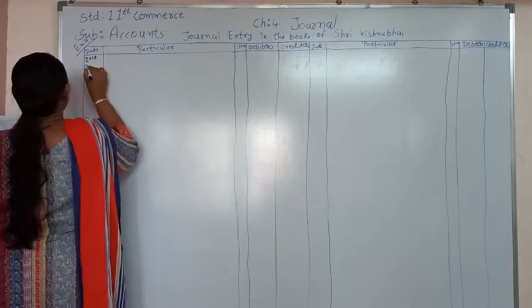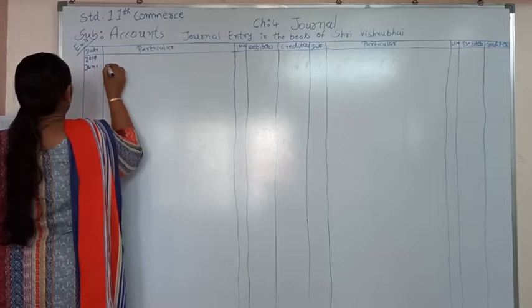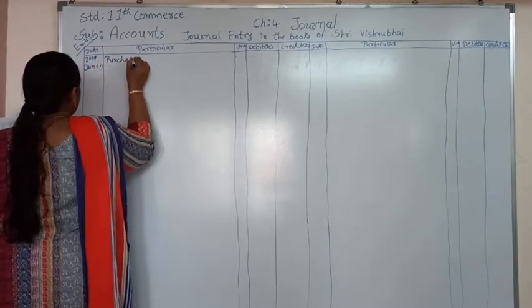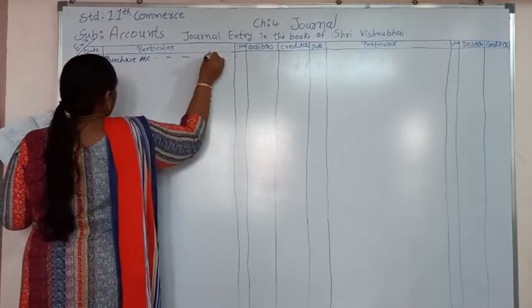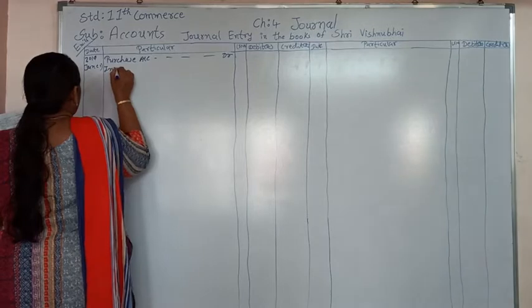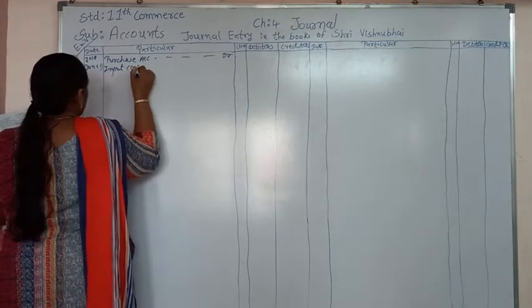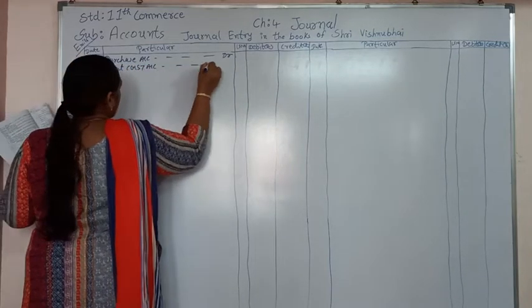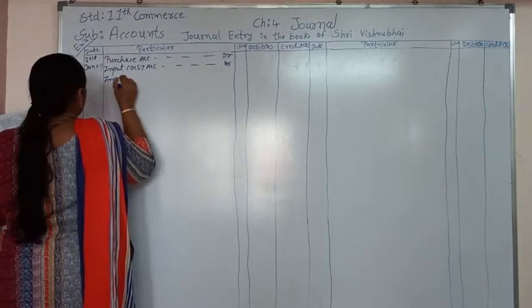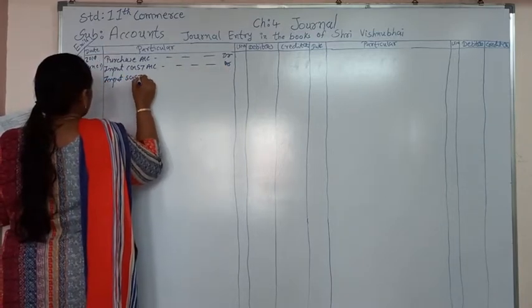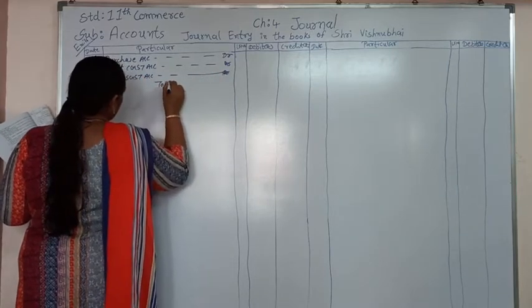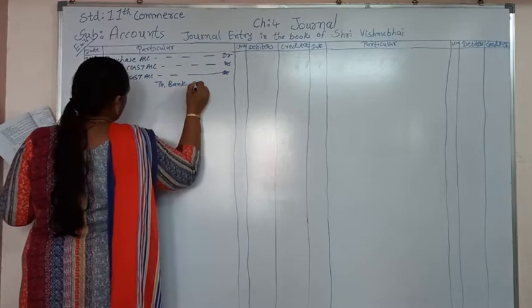So, 2019, June 1st: Purchase account debit, input CGST account debit, input SGST account debit, to bank account.